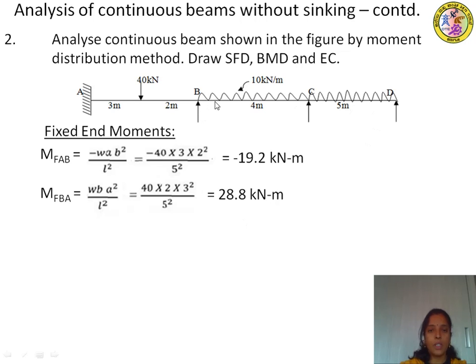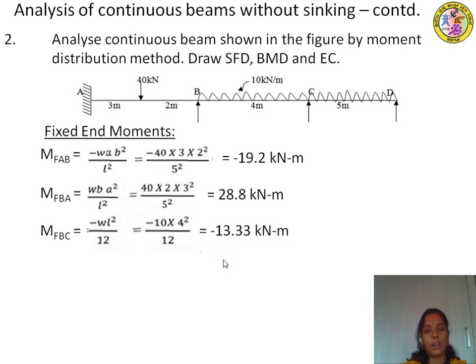Next, BC is subjected to UDL throughout. Therefore, MFBC is calculated by using the relation minus WL square by 12, where W is intensity of the UDL and L is span of the member BC. So substitute the values, minus 10 into 4 square by 12, which is equal to minus 13.33 kilonewton meter. Similarly, MFCB is calculated by plus WL square by 12 and that will be equal to plus 13.33 kilonewton meter.